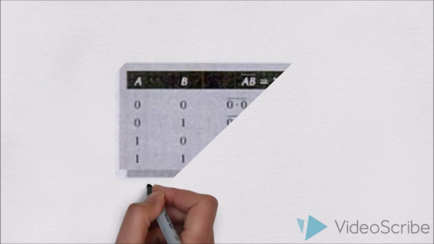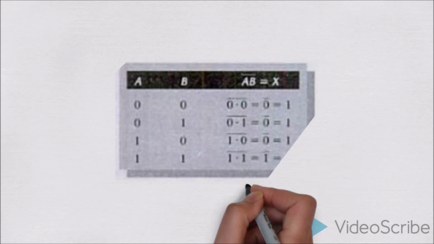The Boolean expression for the output of a 2-input NAND gate is X is equal to negated A times B.